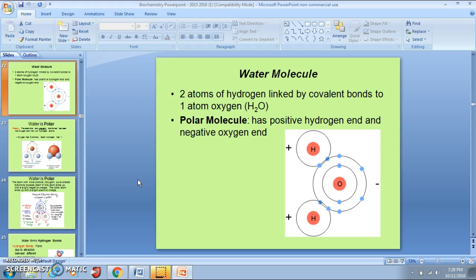So the water molecule contains 2 hydrogens and 1 oxygen atom, and that's why it has the formula H2O. The most basic property of a water molecule is that it's a polar molecule. What that means is it has positive and negative ends or poles. In this case, the hydrogen end is slightly positive and the oxygen end is slightly negative. So just like the Earth has north and south poles, a polar molecule has positive and negative poles.